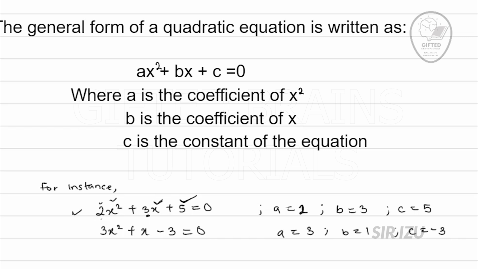Again, look at this other question: 3x squared plus x minus 3 equal to 0. What's my a, b, and c? Our a is 3 here, because that's the coefficient of x squared. Our b is 1. That's the number beside the x. In mathematics, a variable written without any number beside it means it has its coefficient to be 1. And then our c is minus 3. Please, our c is not 3 but minus 3. So take note of that.